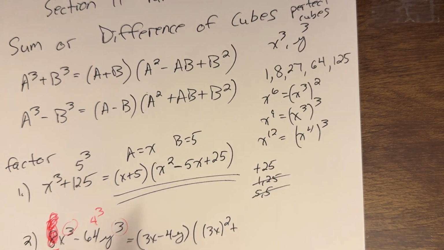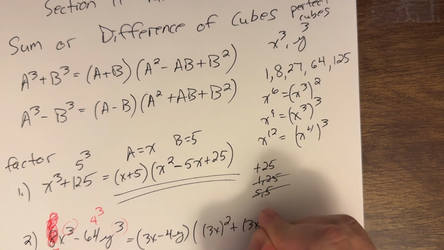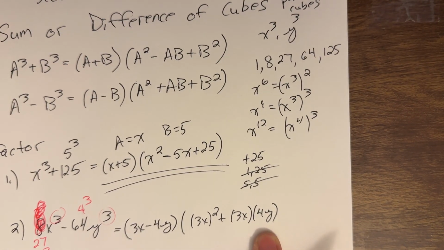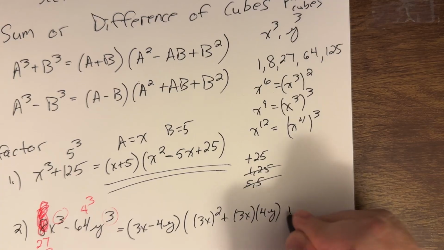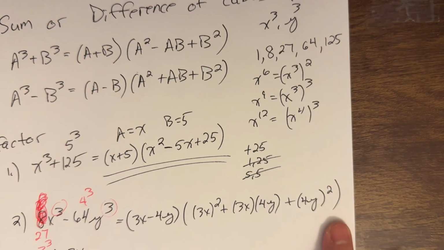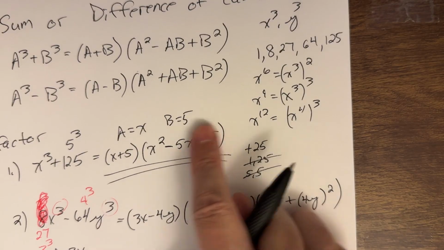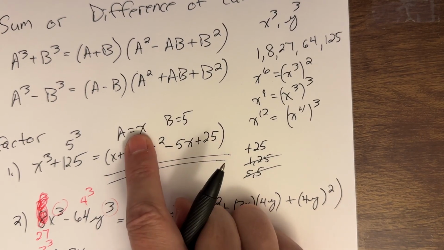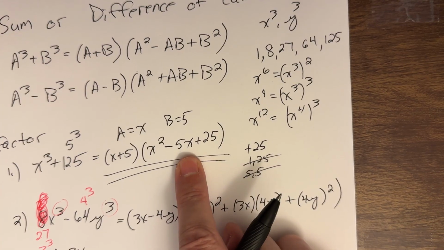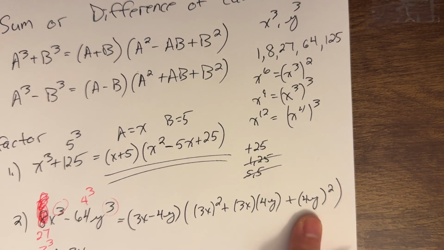Plus a times b. So I'm getting plus 3x times 4y, plus b squared. So plus 4y quantity squared. It's one thing when your terms are this simple to just be able to square x, to be able to multiply 5 times x together. But here it's just a little bit more.